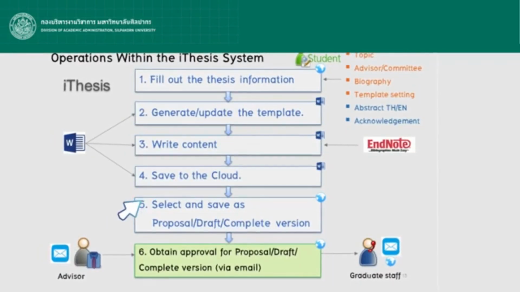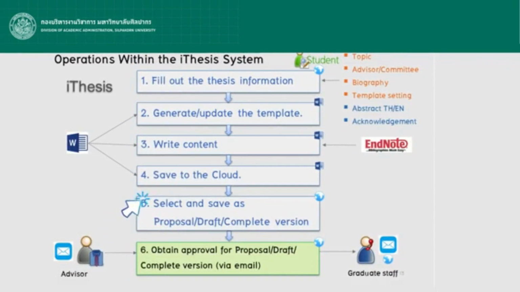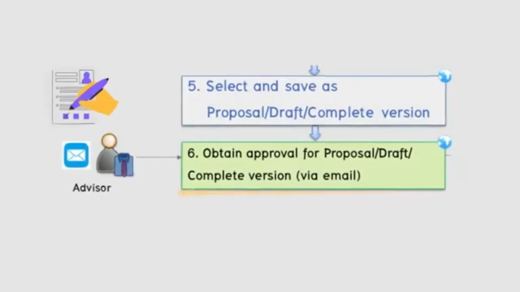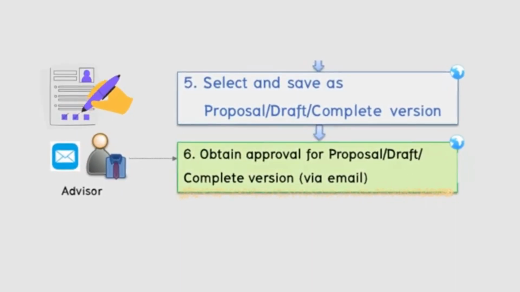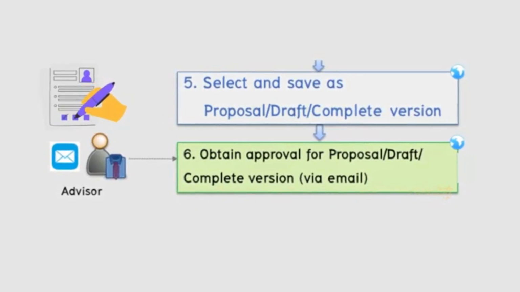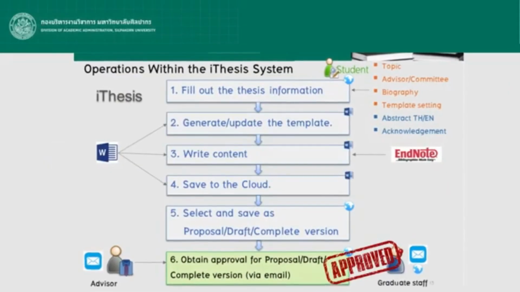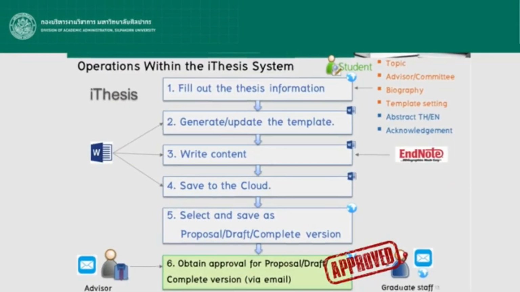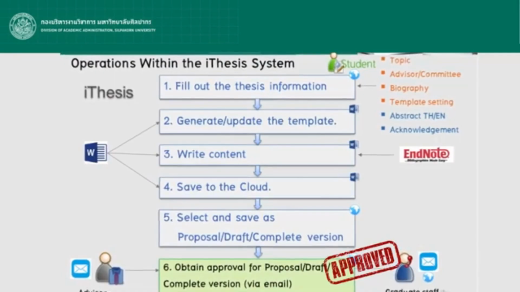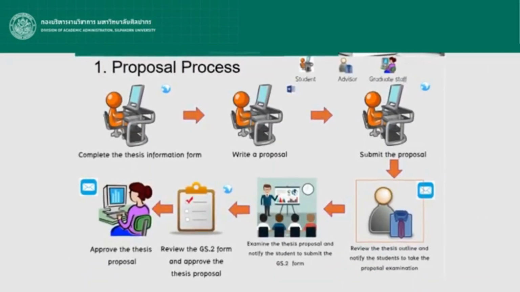Students can then choose the version you wish to submit to your advisor through the web portal. Via the web portal, students can also run a plagiarism check and submit the proposal draft and complete version. After selecting and saving the proposal draft and complete version through the web portal, advisors will receive an email notification to review the submitted documents. Advisors must then click to review and approve.